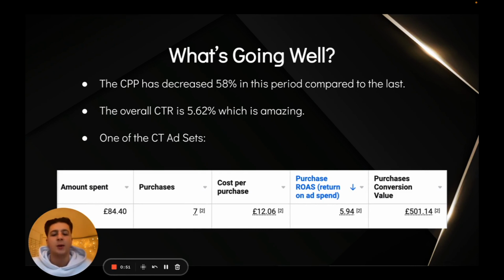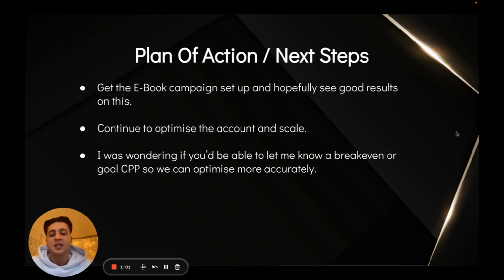So we spent £84, generated 7 purchases, and an overall cost per purchase of £12, a purchase ROAS of just under 6, and a purchase conversion value of £500 as well. So the plan of actions and next steps, we hope to get the ebook campaign set up and hopefully see some good results on this.